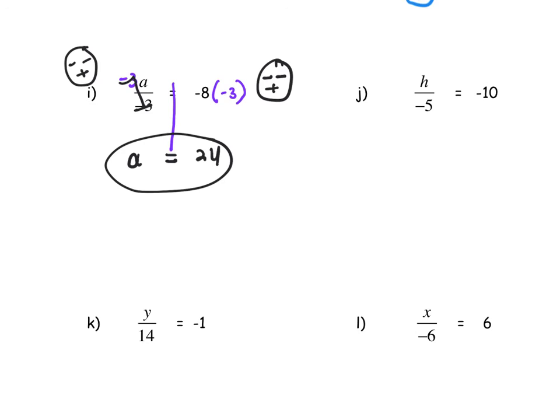So would you please complete J, K, and L, and then please turn that in.